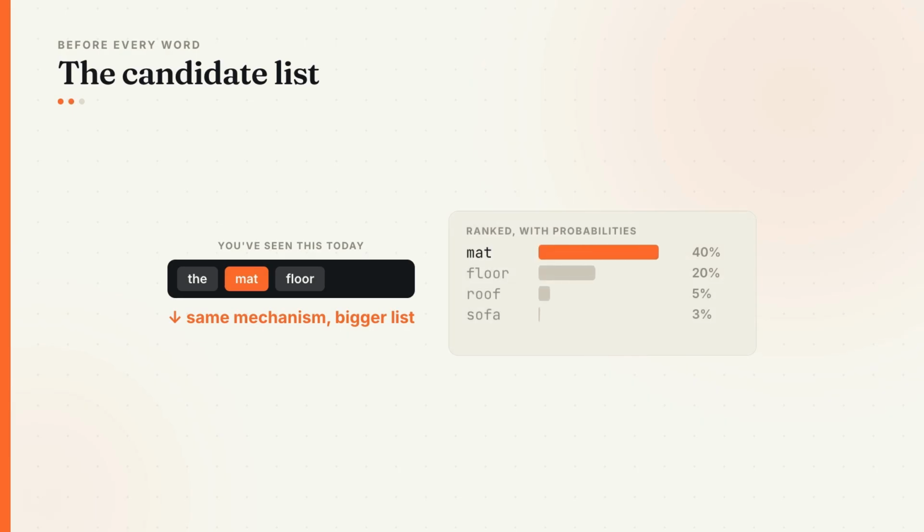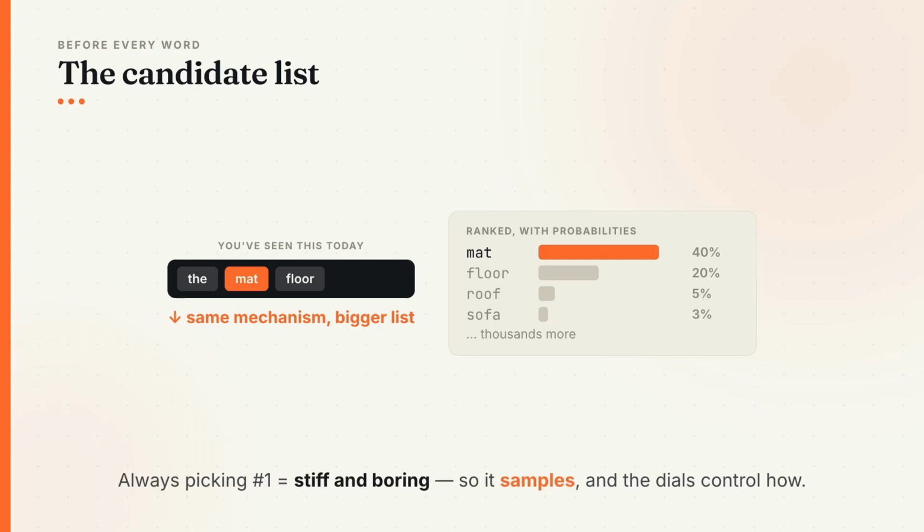Now the fun part, before every single token, the model builds a ranked list. Every possible next word, each one with a probability attached. You've actually seen a tiny version of this today. The 3-word suggestions above your phone keyboard. Same idea except the model's list is thousands long. And the obvious move is to always take number 1. But always picking the safest word makes text that's stiff, repetitive, and honestly boring. So instead the model samples from that list. And 4 dials control exactly how it samples.